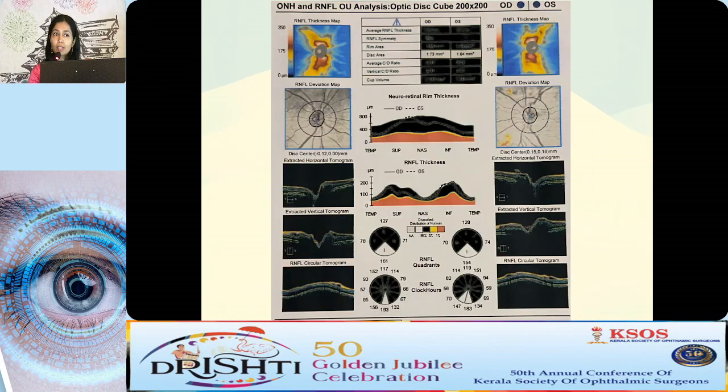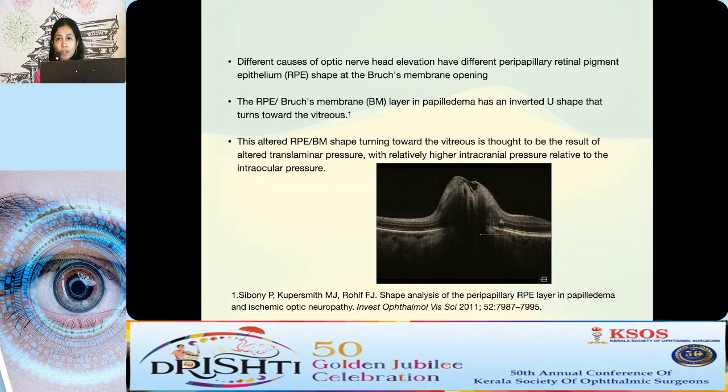But in most of the cases we have found that it comes up something like this. There is some thickening of the peripapillary RNFL layer, where again we are confused whether it is an early papilledema or a pseudopapilledema. In such cases, we can go for a B scan or FFA, where absence of leakage would confirm that there is pseudopapilledema.